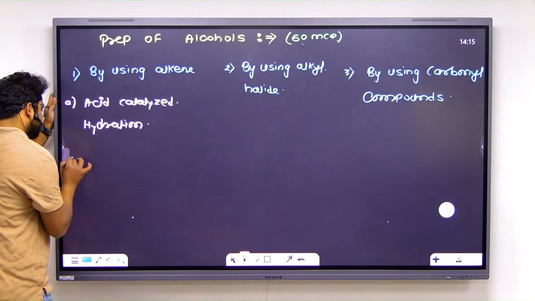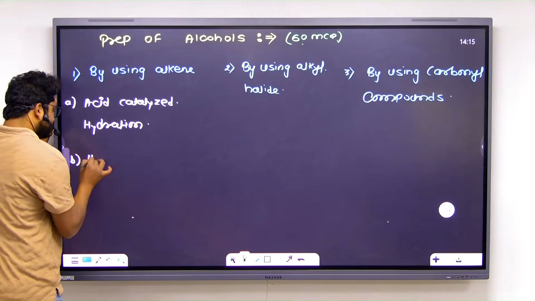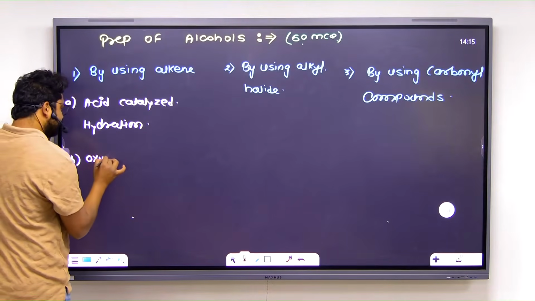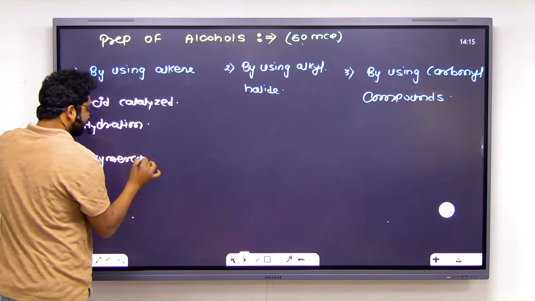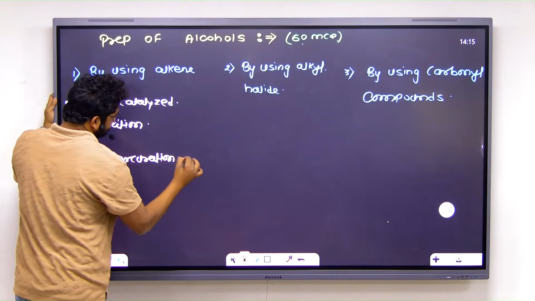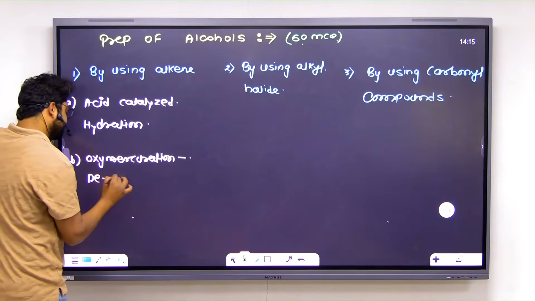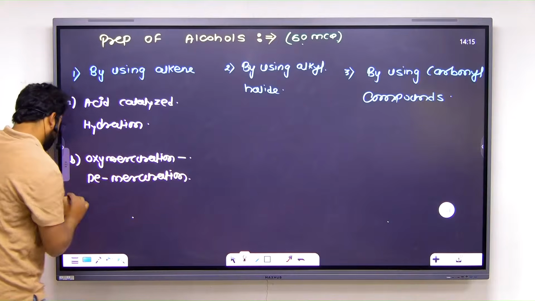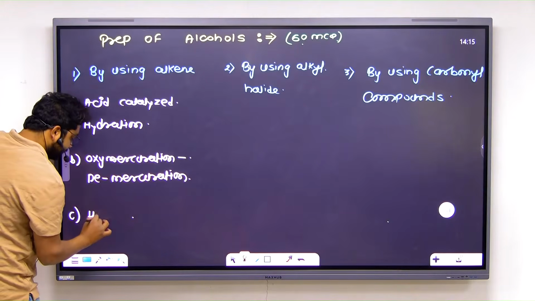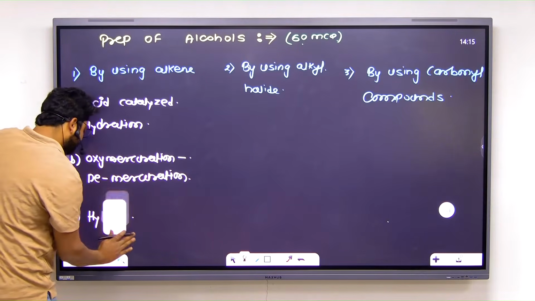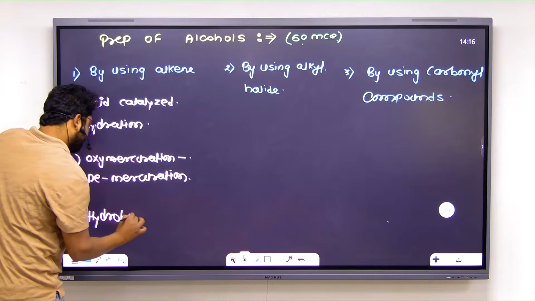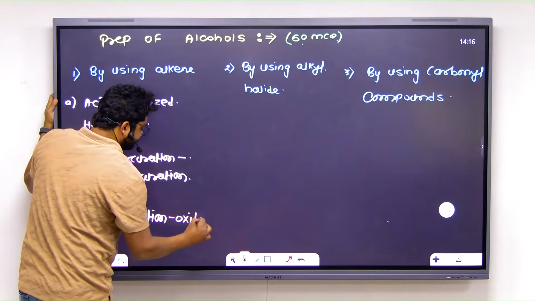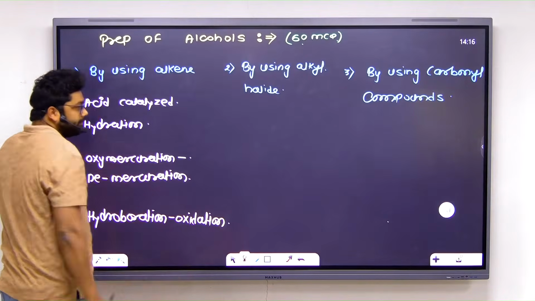The second method, that is B, is oxymercuration and demercuration, right. And the third method is hydroboration, oxidation. Hydroboration and what? Oxidation.